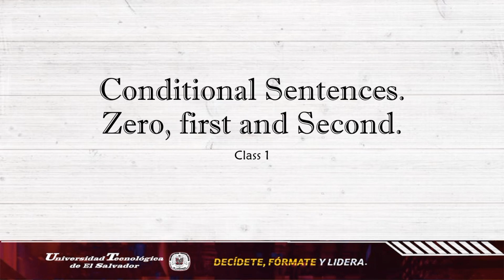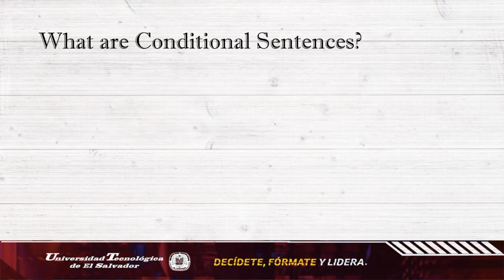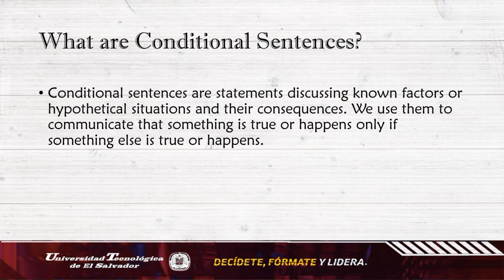Zero, first and second. Well, to start this class, first we need to know what conditional sentences are. Conditional sentences are statements discussing known factors or hypothetical situations and their consequences. We use them to communicate that something is true or happens only if something else is true or happens.